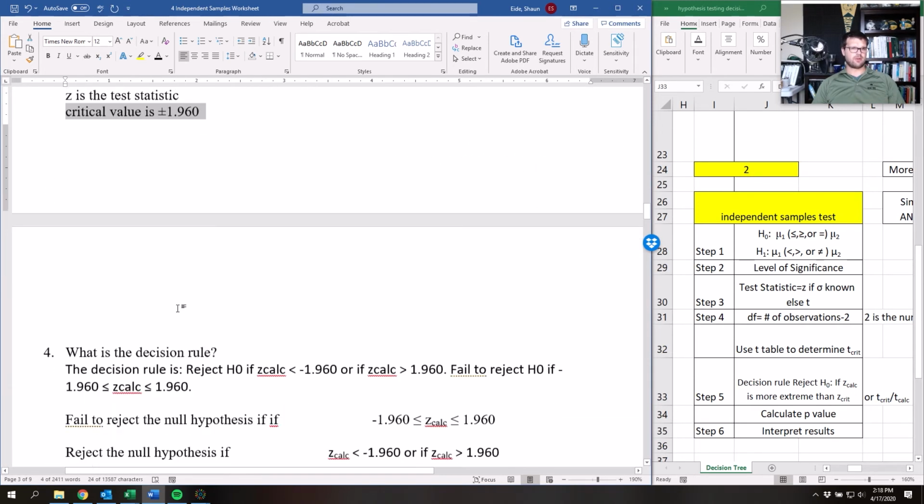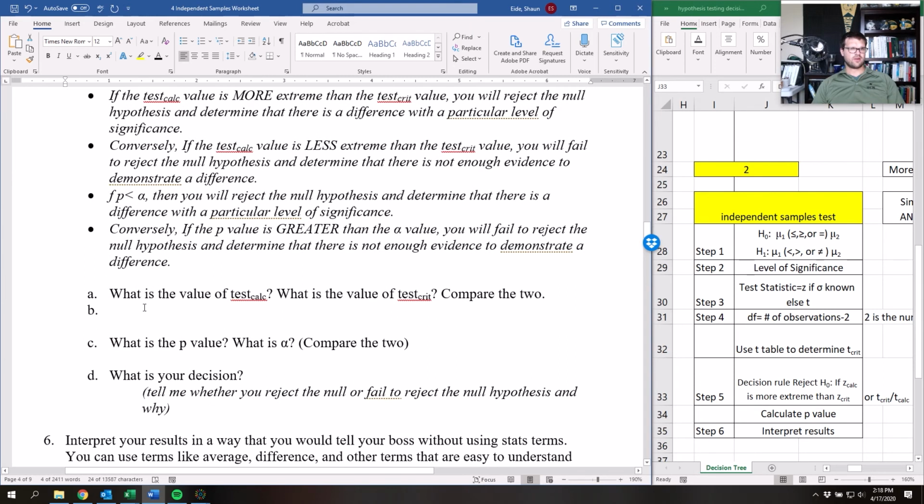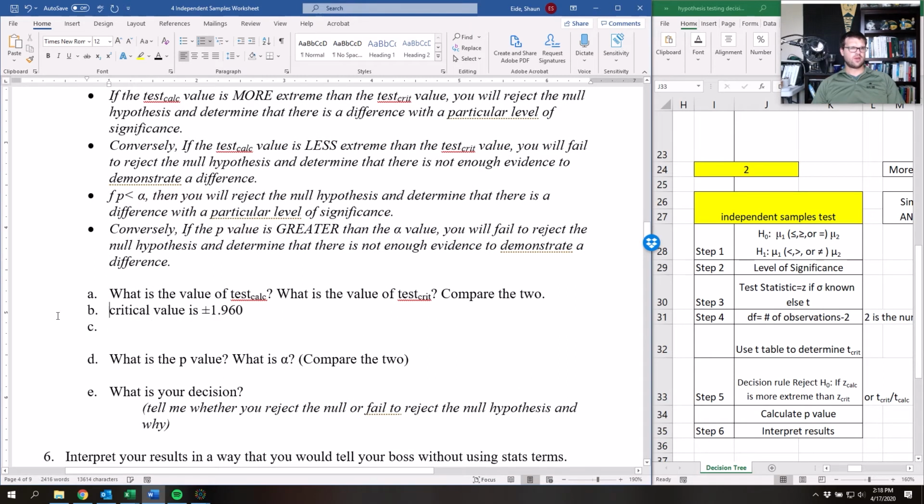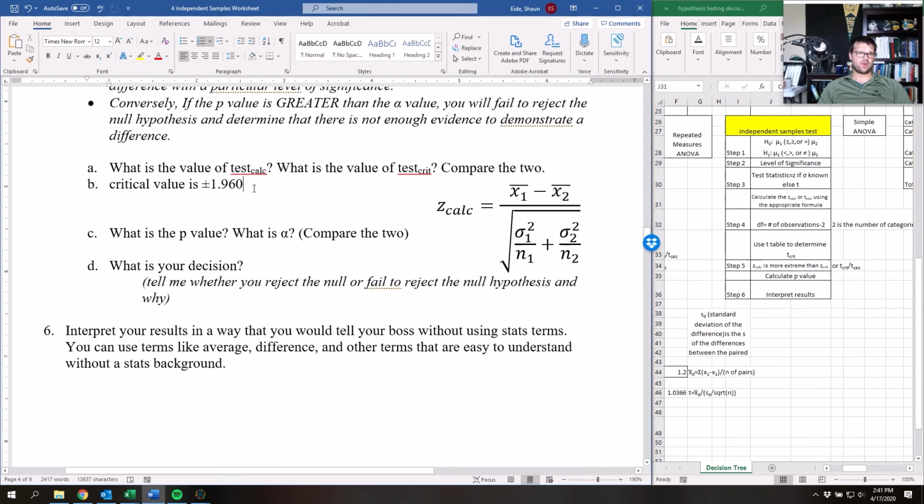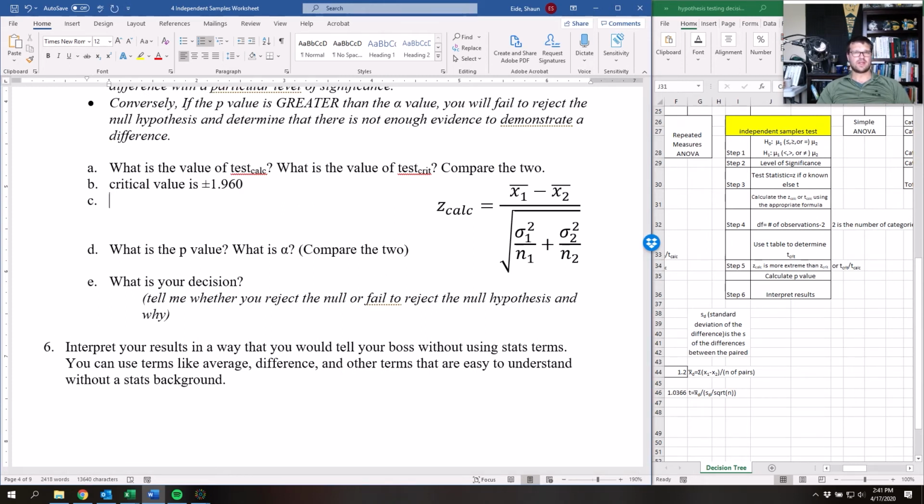Critical value is plus or minus 1.96. And now that we've got the critical value, we need to look at the calculated value. And since we're dealing with the z-calc, there is a very particular formula for how to determine z-calc. And if you look right here, this is the formula for determining z-calc.